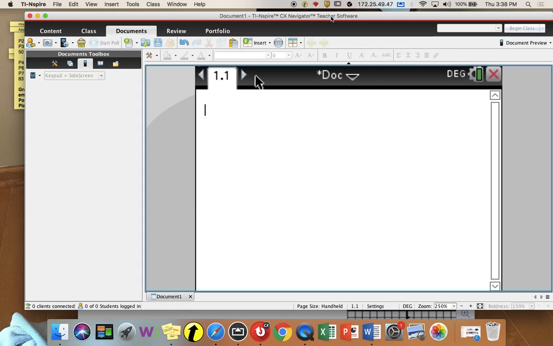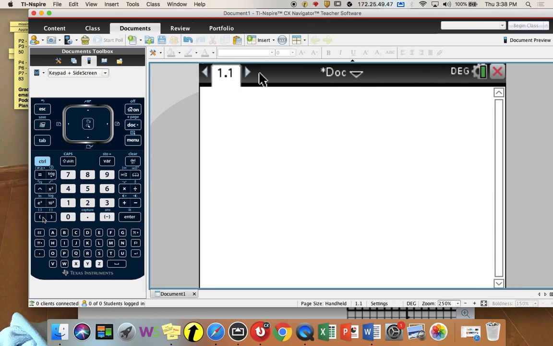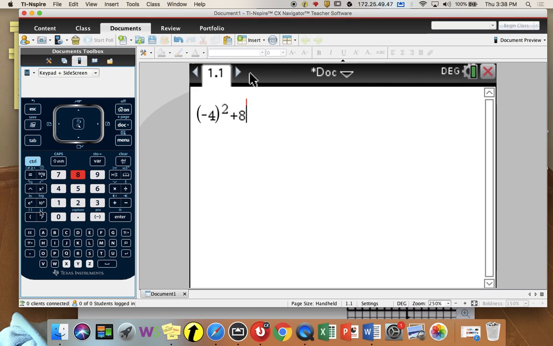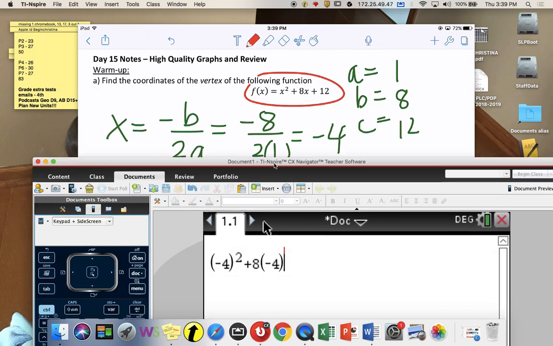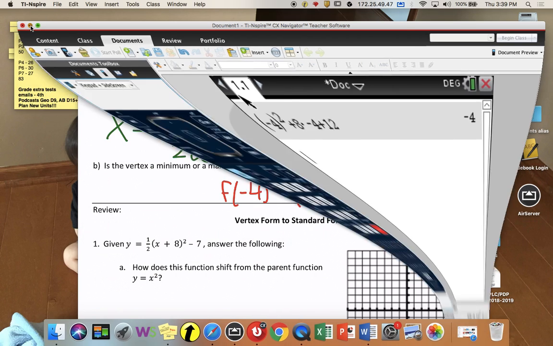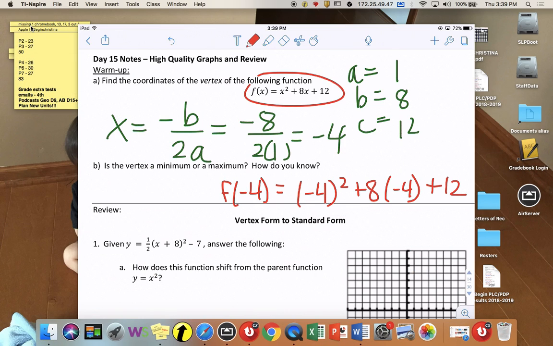All right, so again, we can just type it in exactly as we see it. We have our negative 4 squared plus 8 times negative 4 plus 12. All right, so that gives us negative 4. And so our vertex would be at the coordinate negative 4, negative 4.